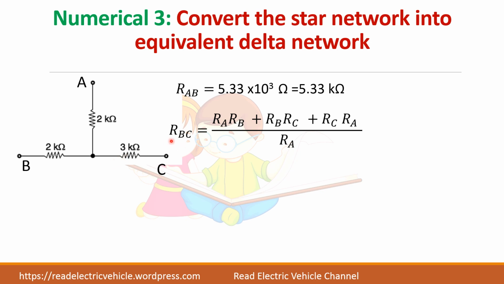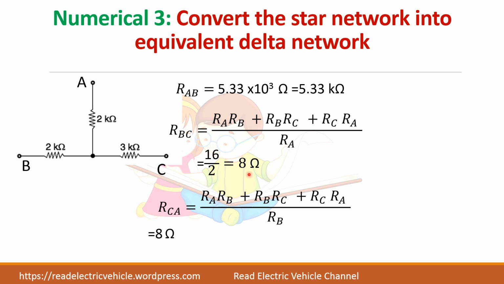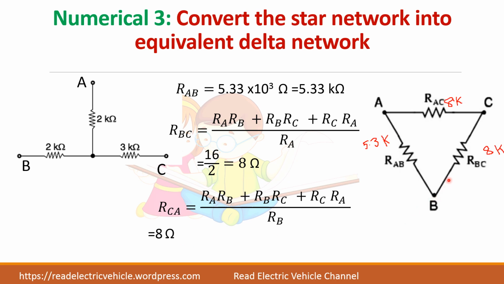So next we have to find RBC. So it is 8K and RCA it is 8K. Okay. So either take it as 2000 and do the calculation. It will be a bit tedious. So have written the answers and you add the kilo ohms.